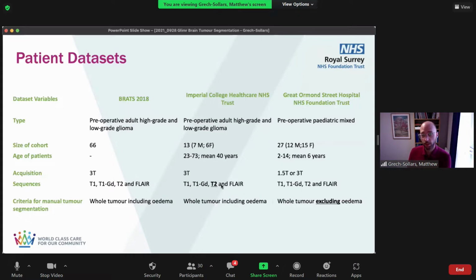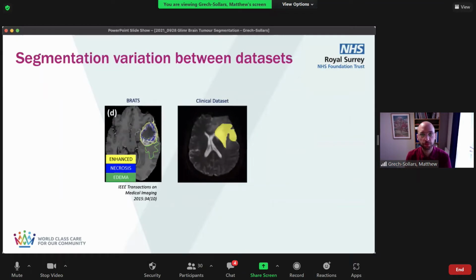The other thing to consider is that the way radiologists segmented the tumors was slightly different. Whereas in the adult cohort, we used the whole tumor, including edema, within the pediatric cohort, the radiologists excluded edema. That can have an effect on the results that I'll be showing as well. What I mean in terms of segmentation is that with the BraTS dataset, you had these different regions segmented. So you had edema separately, tumor enhancement, necrosis.